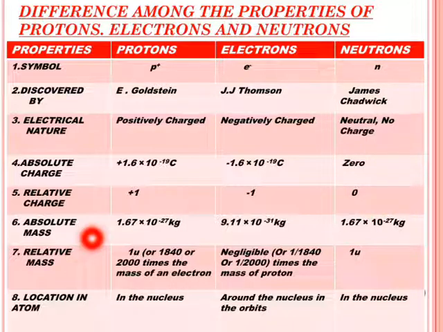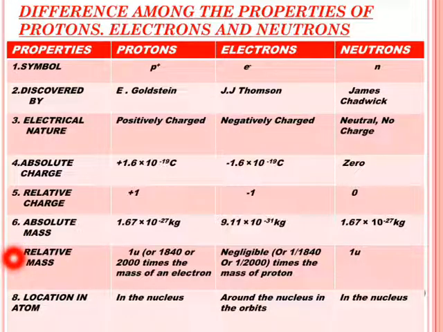On the basis of absolute mass, the mass of a proton is 1.67 into 10 raised to power minus 27 kilogram. Mass of an electron is 9.11 into 10 raised to power minus 31 kilogram. Mass of a neutron is nearly equal to mass of a proton. So, mass of neutron can also be taken as 1.67 into 10 raised to power minus 27 kilogram.